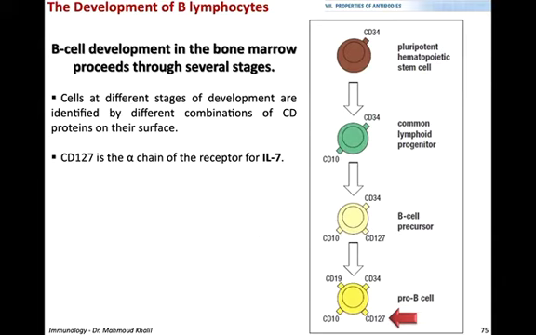You can see that pro B cells have a well-identified CD127, and actually it is the alpha chain of a very important cytokine, which is interleukin 7, and we'll understand later why there is a specific receptor for interleukin 7 on the surface of the pro B cells.